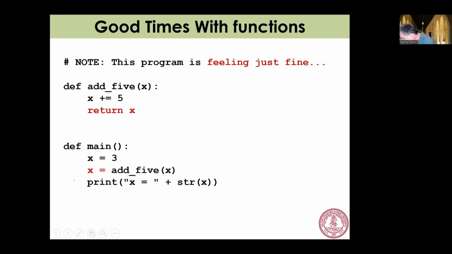We'd have the main function come along, and main would say, okay, I have main. It has a variable in it called x, and the initial value for that variable is 3. That's executing this line right here.